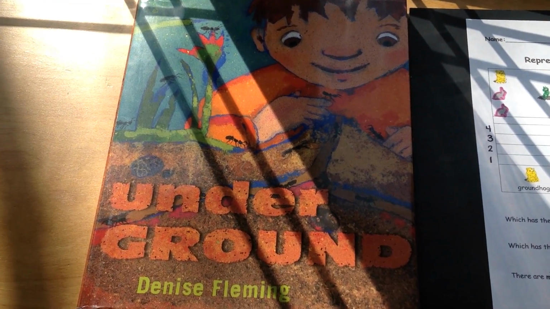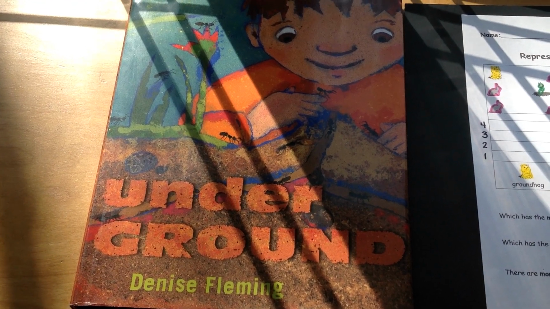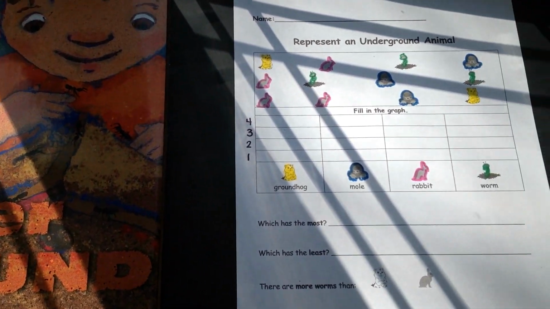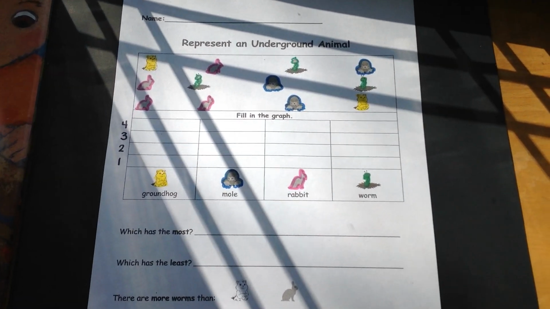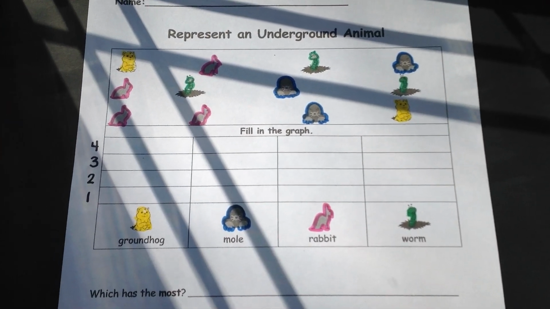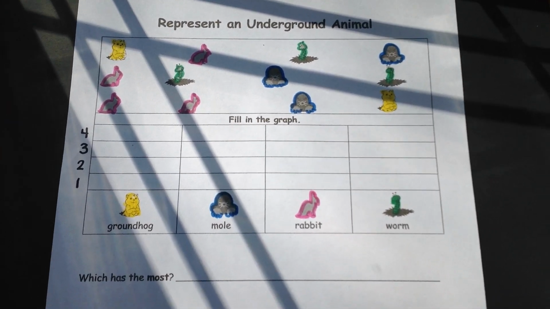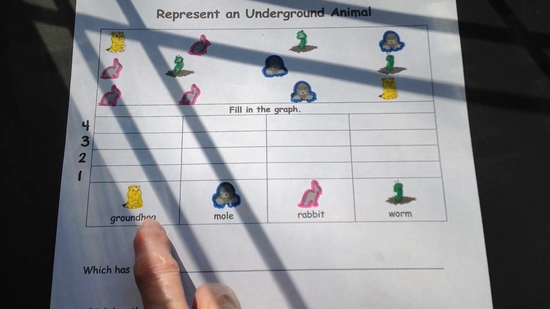That was a super fun story by Denise Fleming. Now for Number Fun today, we have a graph. And we have 4 different animals that live under the ground. Let's take a look at our graph.